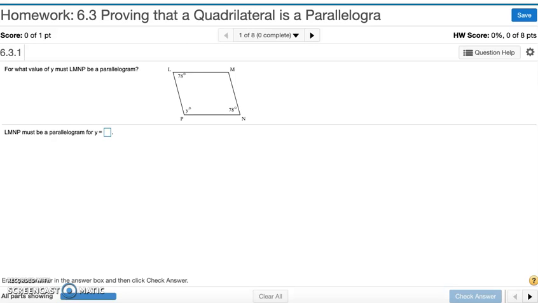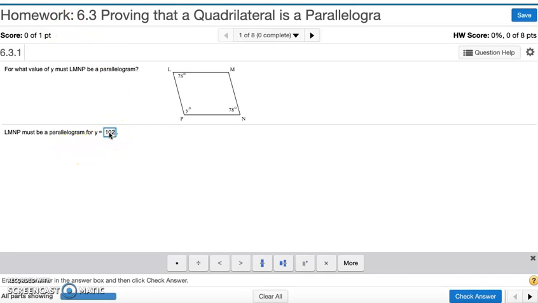6.3. Proving that a quadrilateral is a parallelogram. So number 1, for what value of y must LMNP be a parallelogram? So y and 78 are consecutive angles, so that means they add up to 180, so subtract 78 from 180. Doing so gives you 102.